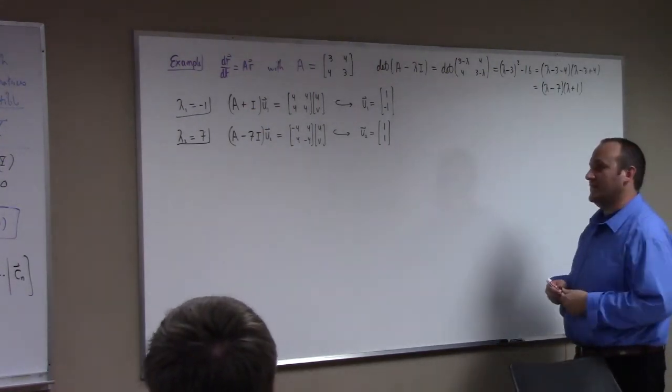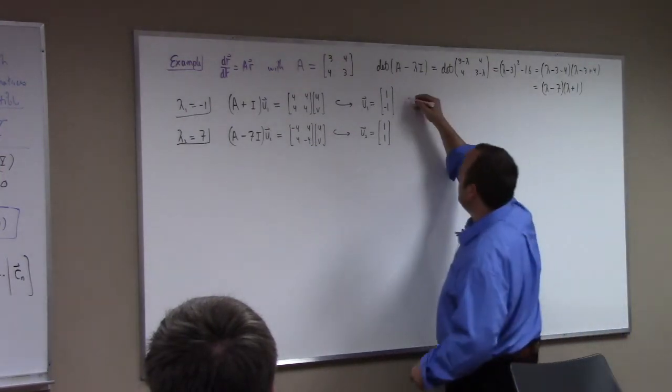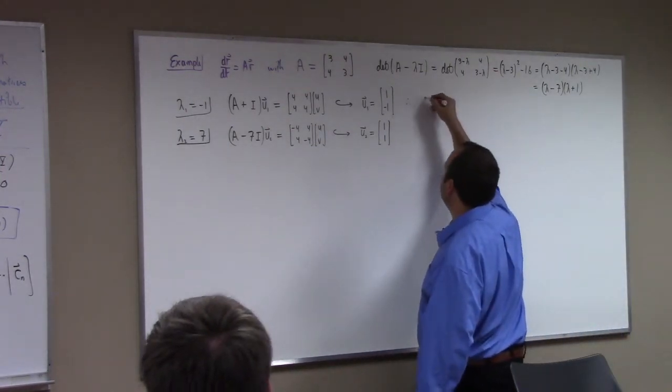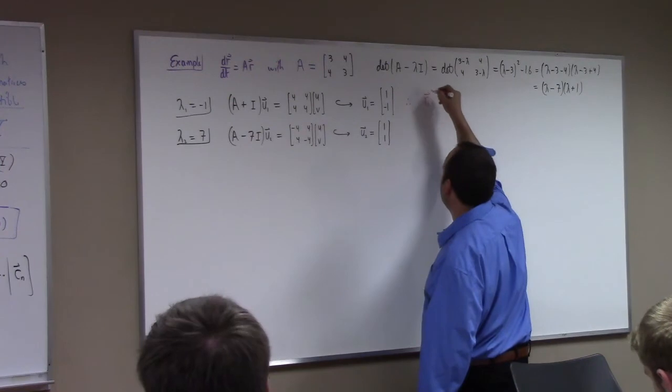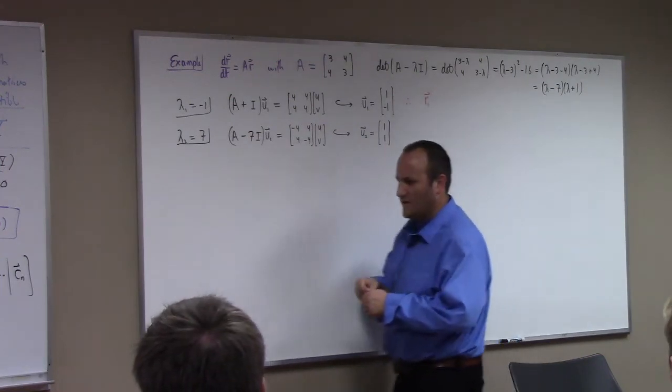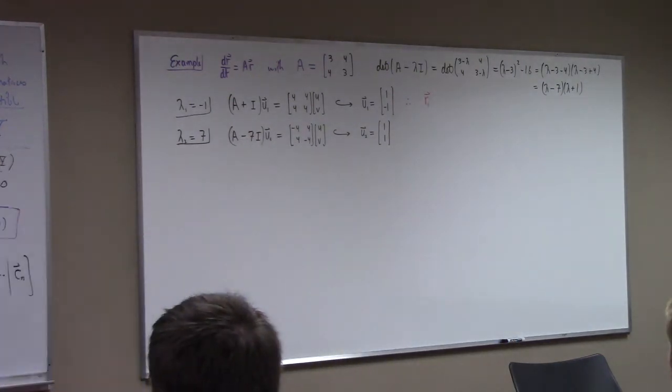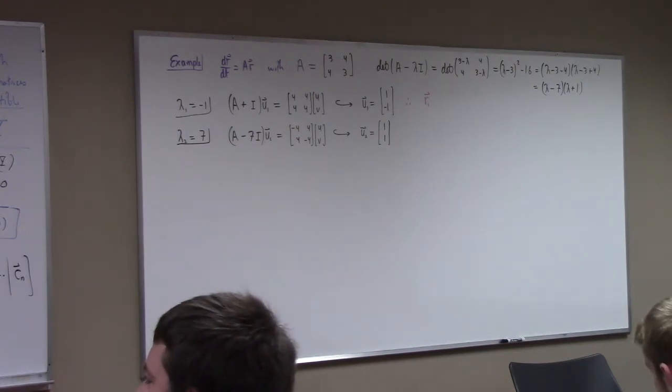Anyway, so those are your eigenvectors, right? Therefore, my first solution, R1, oh man, this marker is just trash. My first solution, R1, what's that?